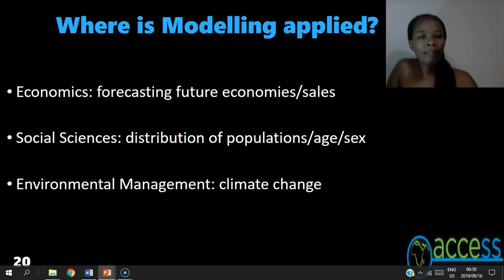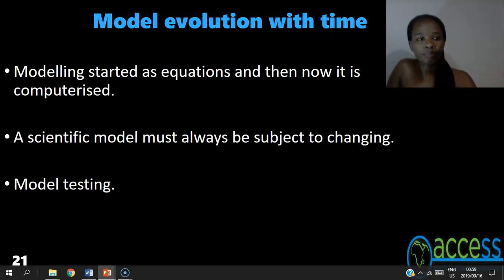Then where is modeling applied? It is applied everywhere. For instance, it can be applied in economics, whereby they are forecasting future economies or sales. And also in social sciences, whereby they are trying to understand the distribution of populations, age and sex. And also in environmental management, which is predicting climate change maybe for the 20 years to come, 10 years to come, using modeling. Have models changed over time?